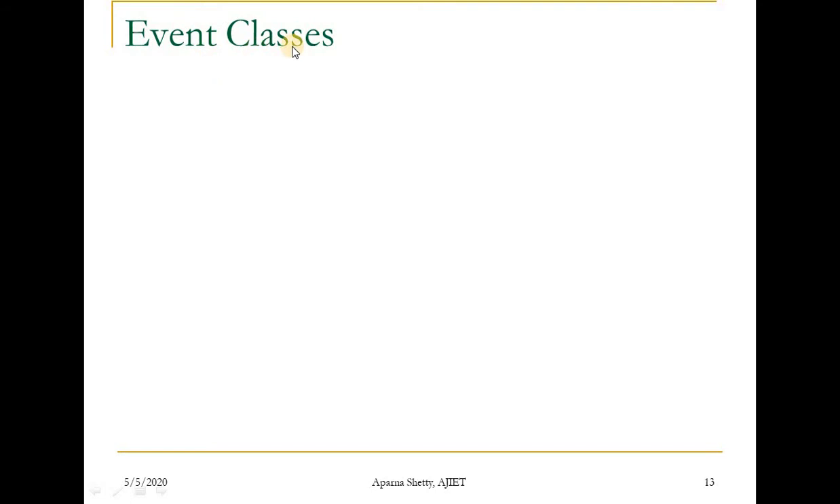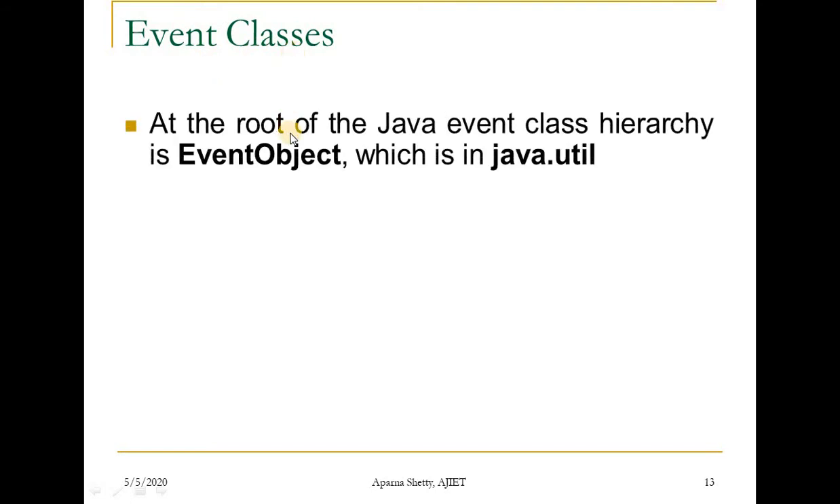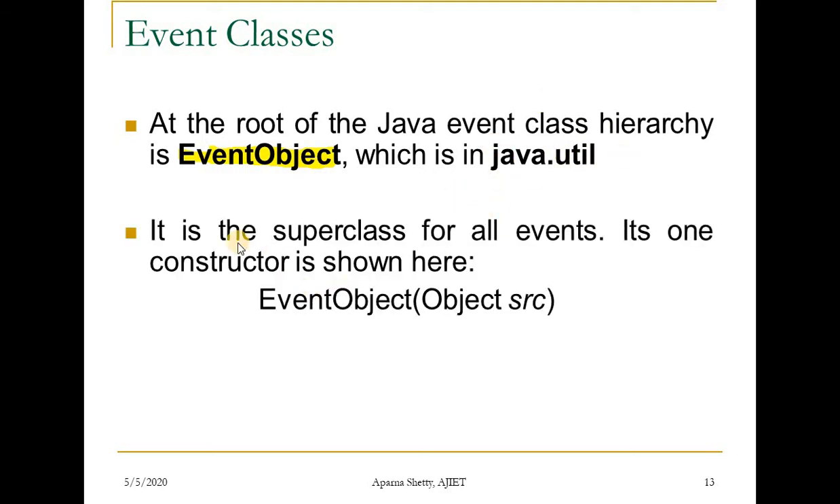Next topic is event classes. At the root of the Java event class hierarchy is EventObject, which is in java.util. So in the Java event class hierarchy, the root node is EventObject, in the java.util package. It is a superclass for all events, and it has one constructor as shown here.